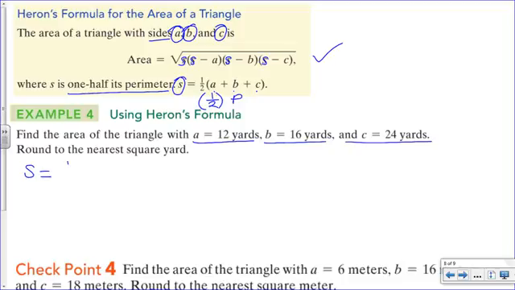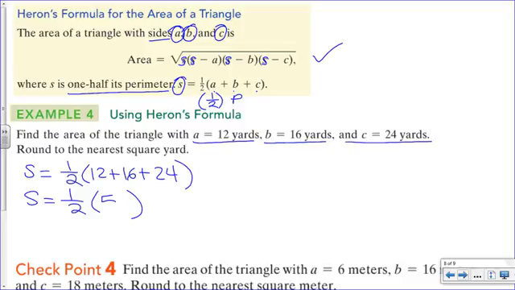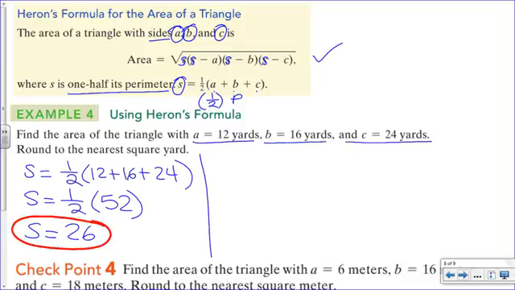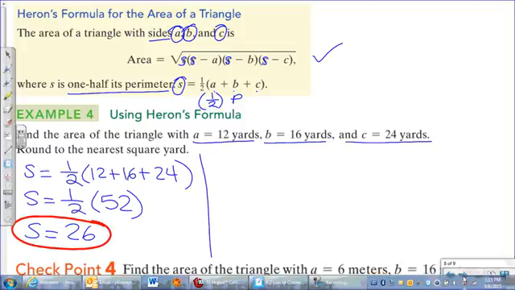And so S is going to be 1/2 of the perimeter, and so the perimeter will be 12 plus 16 plus 24. And so that will be 1/2 of, what would this be? 52, right? 52, and then half of 52 is 26. So that was just something that we needed for our formula. Now let's go ahead and use the formula.